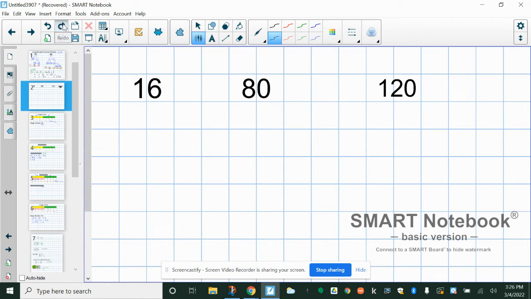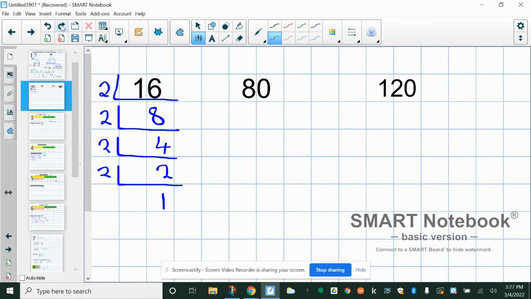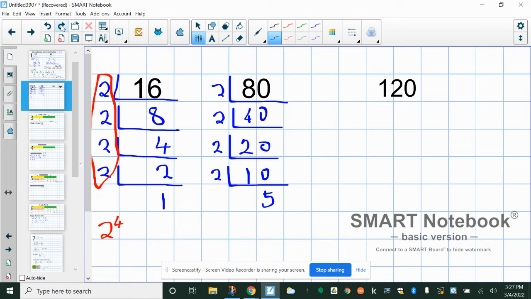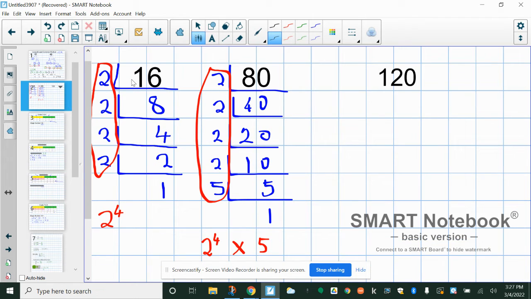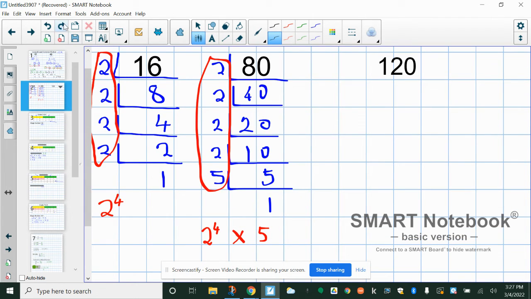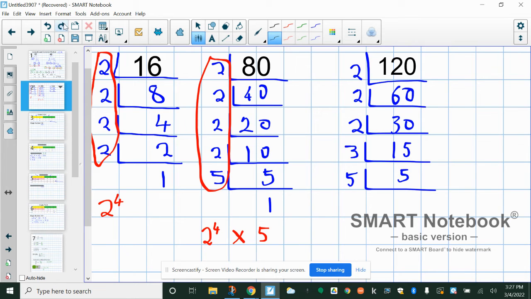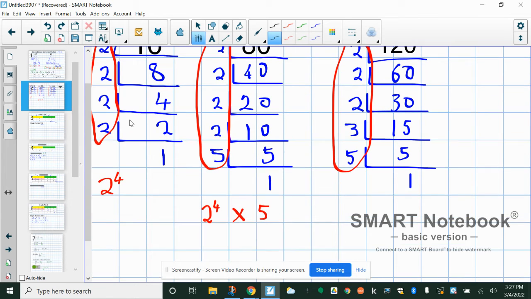Let's do an example with 3 numbers. This time we have 16. I'm using the repeated division method to find the prime factorization to be 2 times 2 times 2 times 2, or 2 to the exponent 4. 80, again, similarly, I'll use the repeated division method to find my prime factorization. In this case, it's 2 to the exponent 4 times 5. Now for 120, my prime factorization becomes 2 to the exponent 3 times 3 times 5.